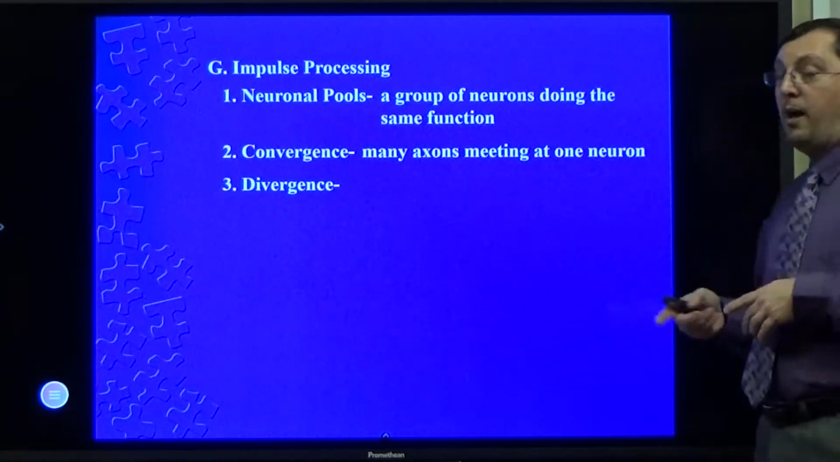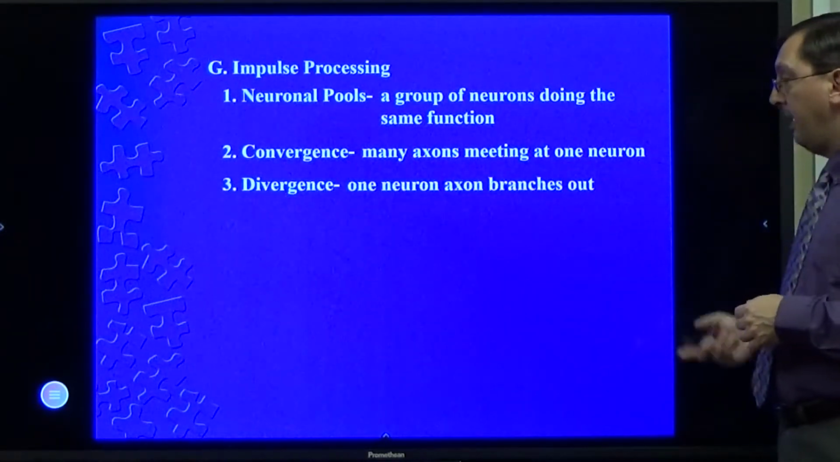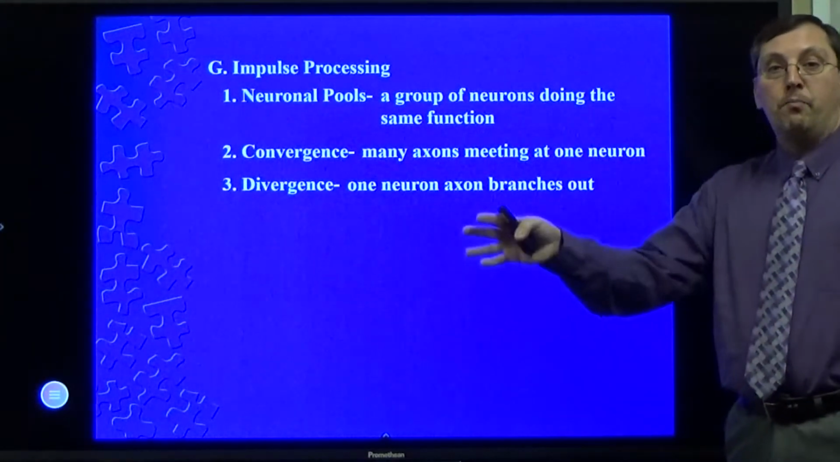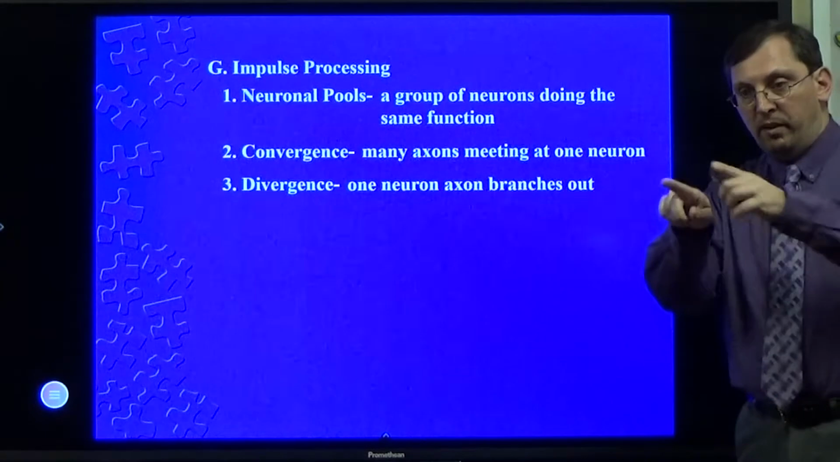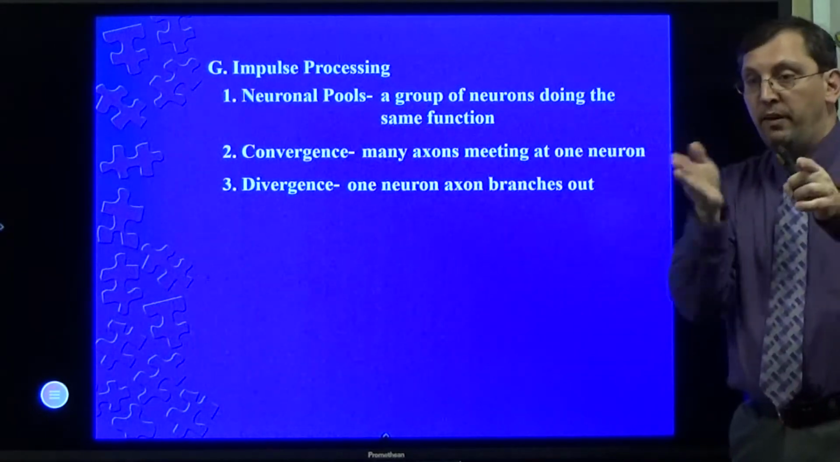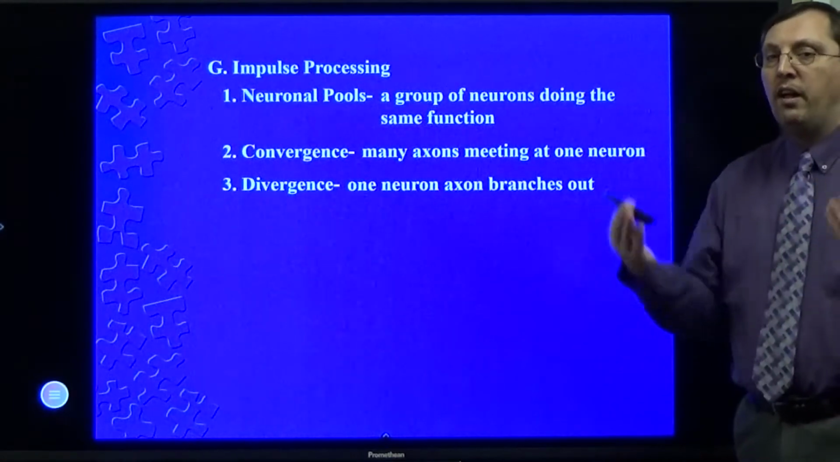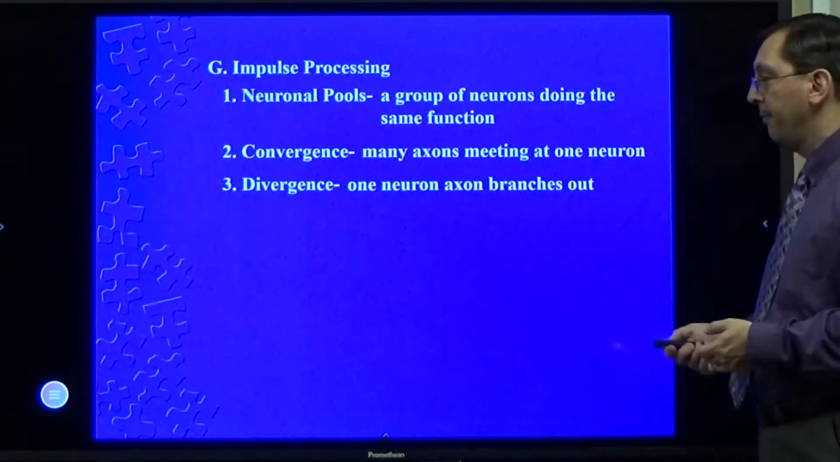I can also do the exact opposite. I can do a divergence. I can take one neuron, have the axon come out, at the end of the axon branch out and go to multiple spots. So I can send one signal, but as it gets to the end, it branches and splits and sends each signal to every spot. That way I can have them all work together. I can coordinate the effort a little bit quicker that way.